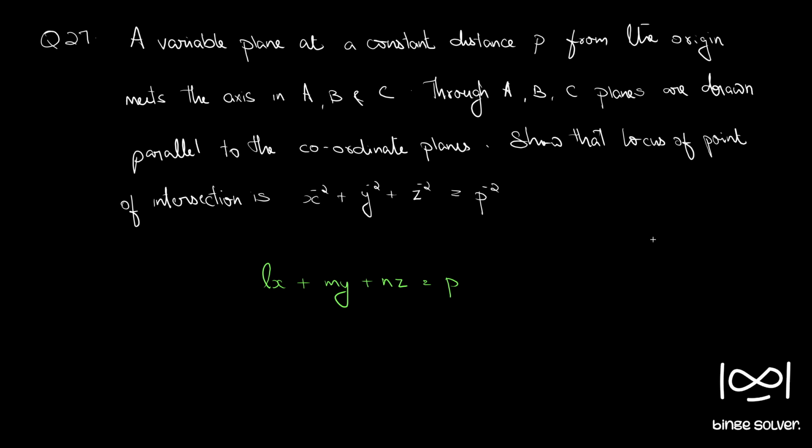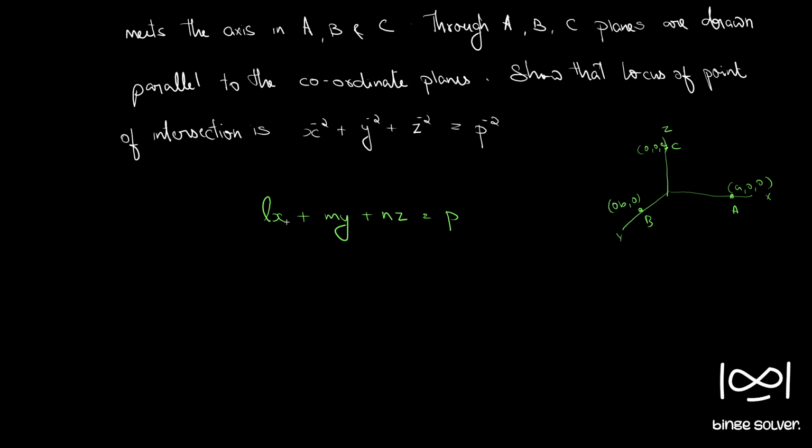So let this be the axes, and let these be A, B, and C on the x axis, y axis and z axis. So A will be of the form a, 0, 0, B will be 0, b, 0, and C will be of the form 0, 0, c. Now it is given that it meets the axes in A, B, C. So if you see, these three points pass through this plane.